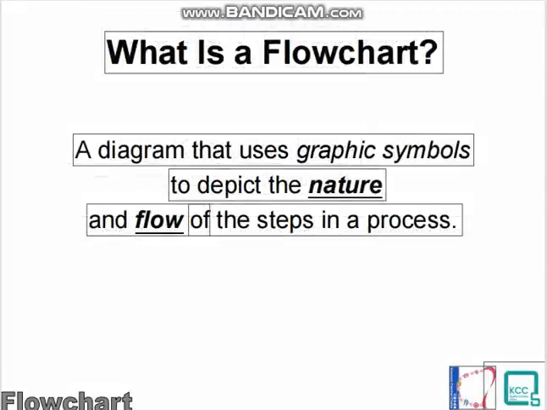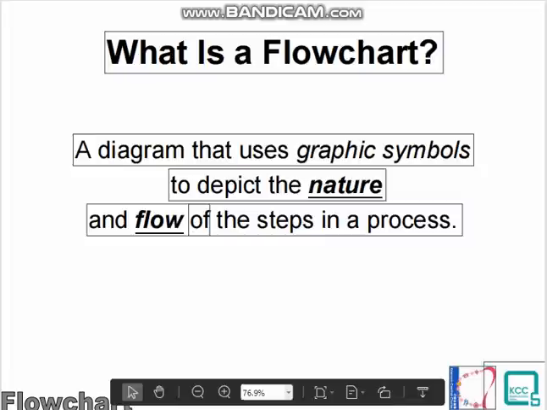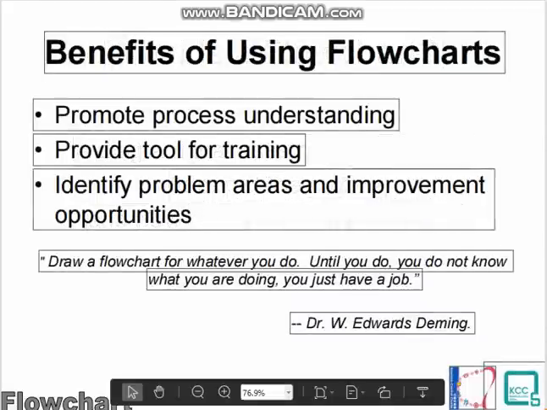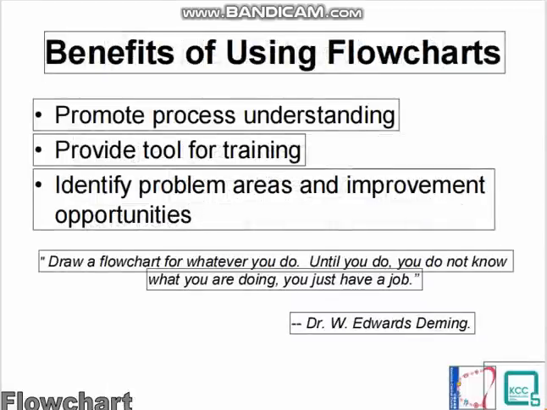What is a flowchart? A diagram that uses graphic symbols to depict the nature and flow of the steps in a process is called a flowchart. Benefits of using a flowchart: promote process understanding, provide a tool for training, identify problem areas and improvement opportunities.